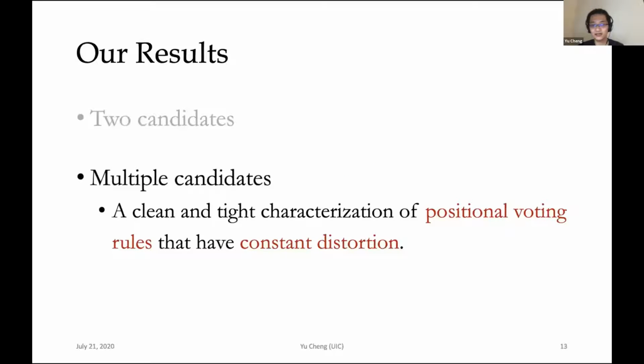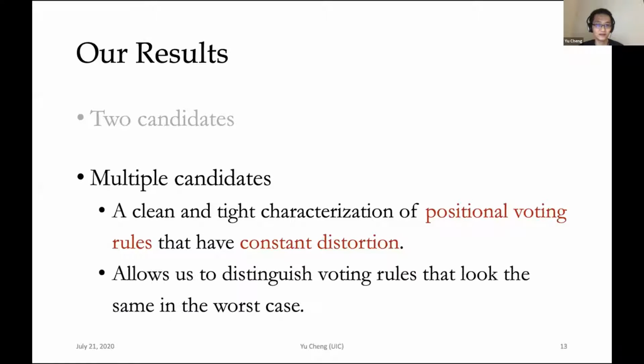So for multiple candidates, we focus on a family of voting rules. It's called positional voting rules. They contain a lot of the well-known voting rules like plurality and veto and Borda. So we give a clean and tight characterization of which rules have constant distortion, which means it doesn't scale with the number of candidates and voters. And perhaps more surprisingly, we note that moving to the representative candidates model actually allows us to distinguish different voting rules that look the same in the worst case metric voting literature.